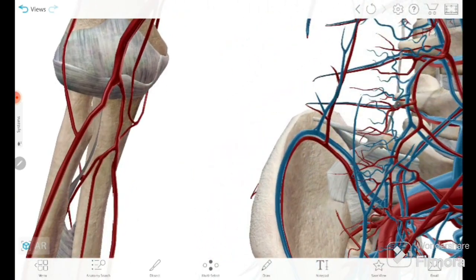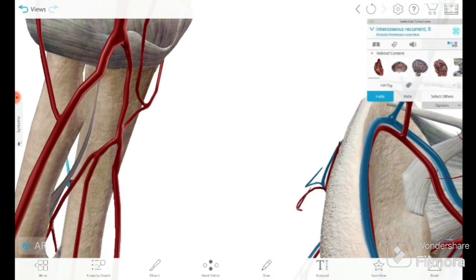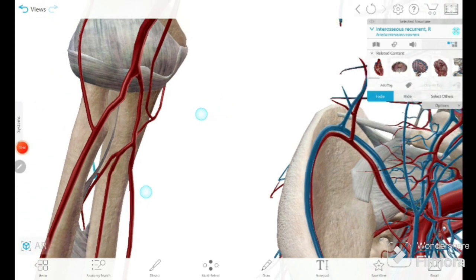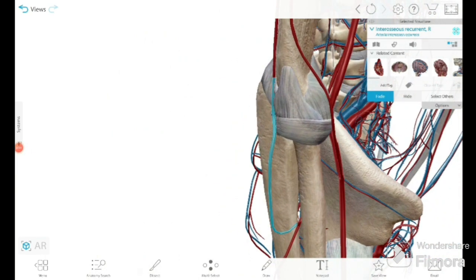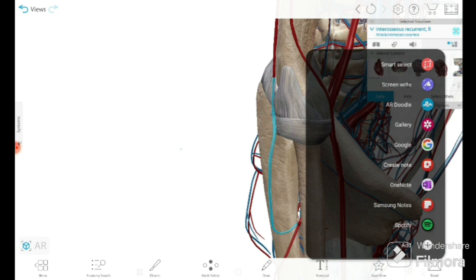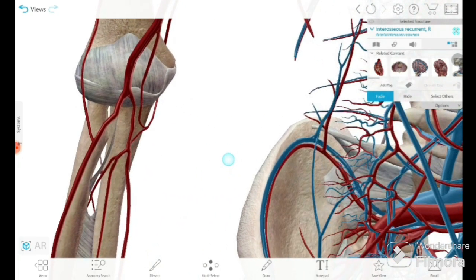And the final branch is given off by the posterior interosseous artery. So this here is the posterior interosseous artery. We can see this artery over here is the interosseous recurrent artery, which is the branch of the posterior interosseous artery. This artery ascends upwards, and we can see that it is anastomosing with the middle collateral artery. So this completes our video on elbow anastomosis.